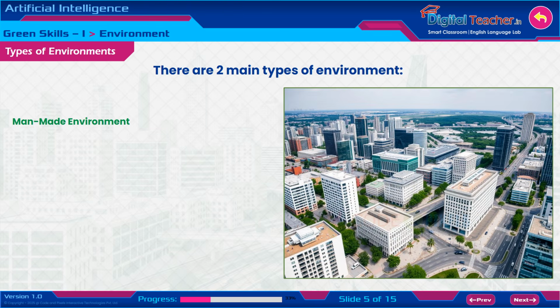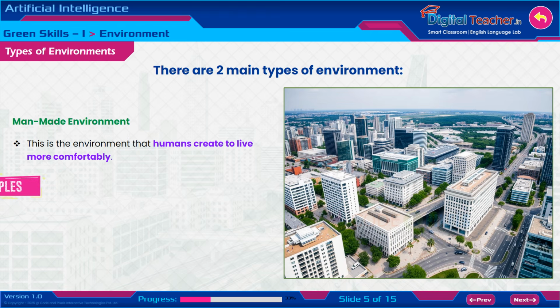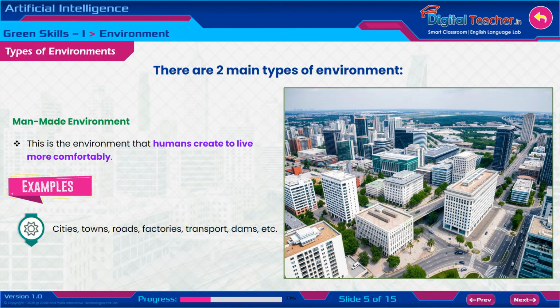Man-made environment. This is the environment that humans create to live more comfortably. Examples: cities, towns, roads, factories, transport, dams, etc.